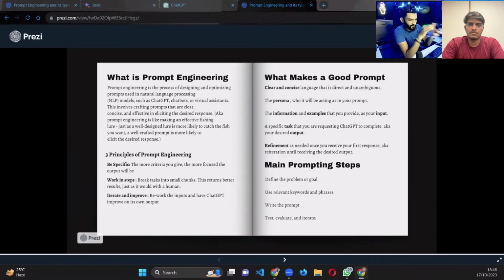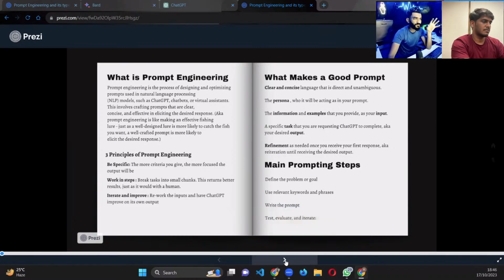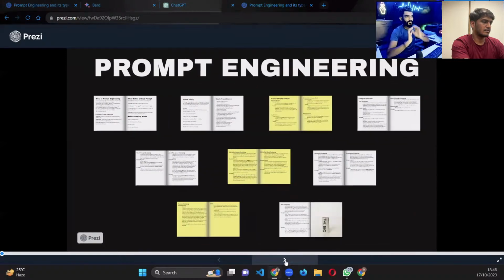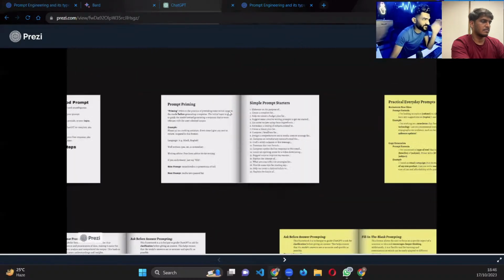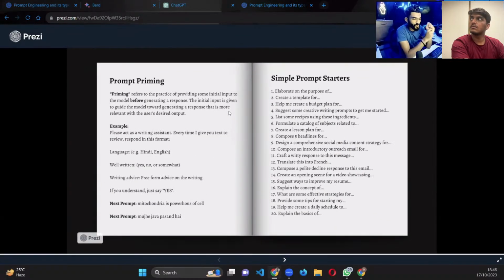Dobara pushna, right? Okay, now comes the main prompting steps. What are the main prompting steps? As already discussed: define your problem or a goal, use relevant keywords and phrases, write a prompt, and then you can test and revalidate. So this is how you can write a good prompt, and this is how prompt engineering works basically. Now comes the most important thing, that is prompt priming.